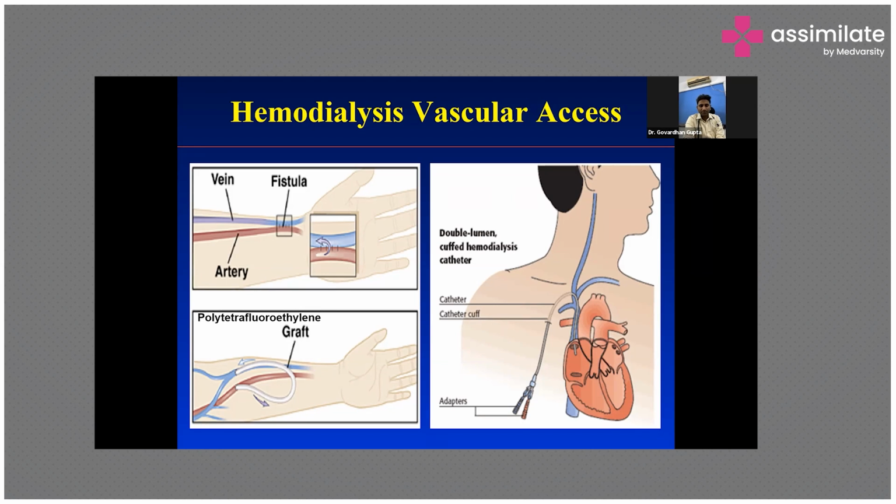Synthetic material has to be placed, and some of the population who are able to afford that can go ahead with the AV graft also. And the right one is showing the schematic diagram of the hemodialysis catheter placed directly inside the internal jugular vein on the right side in this diagram. Two different types of catheters are there, temporary catheter and permanent catheter. I'll be showing them in the next slides. Next slide.